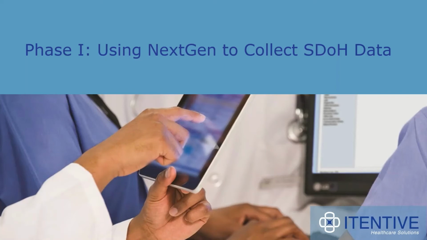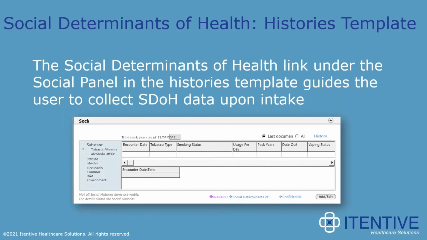Great, thank you so much, Lindsay. So let's take a look at phase 1, or using NextGen to collect that SDoH data. So the most familiar place to document social determinants of health data in NextGen is in your histories template. Upon scrolling to that social history panel, there actually is a link that's going to take you to a secondary social determinants of health documentation point. You can see it right at the bottom of the screenshot up there in our slides. But here you can note patient data that's going to include things like financial resources, stress and depression history, social connections, and any exposure to violence.